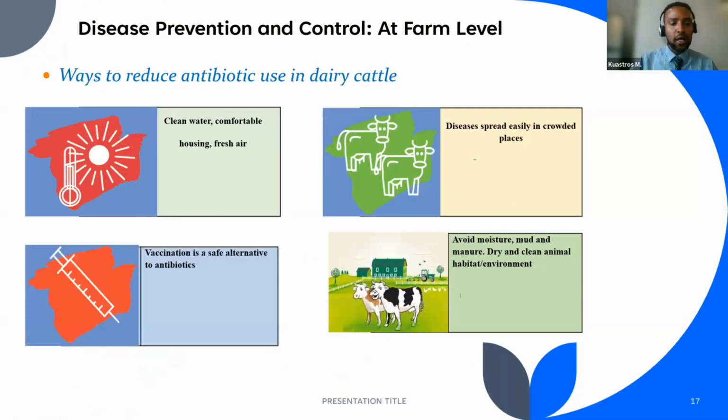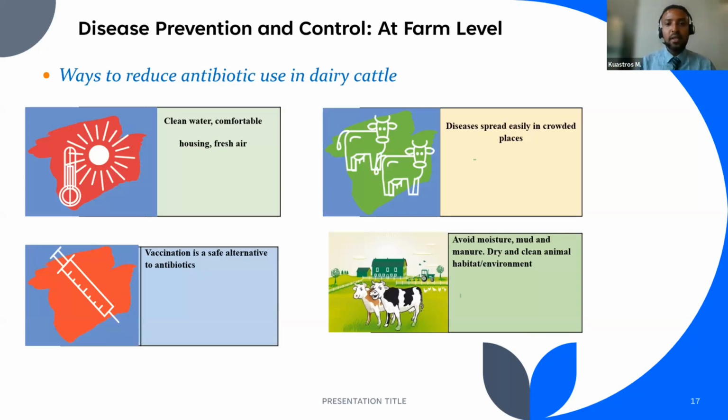So how can we reduce antibiotic use in farms? We can differentiate basically. I'm not going to go into all the farms, but I picked two farms which are very common: the dairy farm and the poultry farm. In the case of the dairy farm, one of the good means to reduce antimicrobial use is having a clean environment, a comfortable house, and fresh air in the farm, which could make the animals healthier and more productive, and we don't need to use antimicrobials.